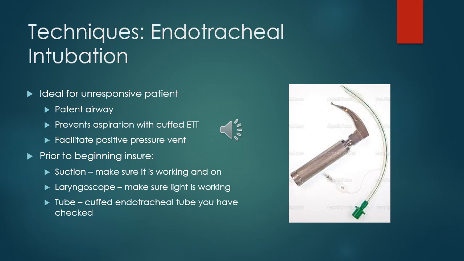Anytime that you are about to intubate a patient, you need to make sure before doing so that you have at least these three things. That you have adequate and working suction that is within reach, that you have a laryngoscope and make sure that the light is working, and that you have a cuffed endotracheal tube that you have personally checked to make sure that the cuff and pilot balloon are still intact.